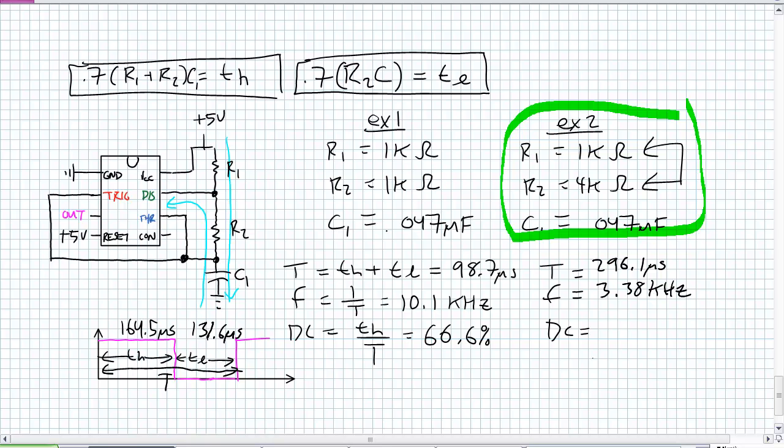What's my duty cycle? Well, time high, 164.5, divided by my whole period, 296. I'm getting a duty cycle of 55.5%. Still not less than 50%. So when you hook it up in a traditional configuration like this, you're going to have problems getting duty cycles less than 50% if you require something like that.